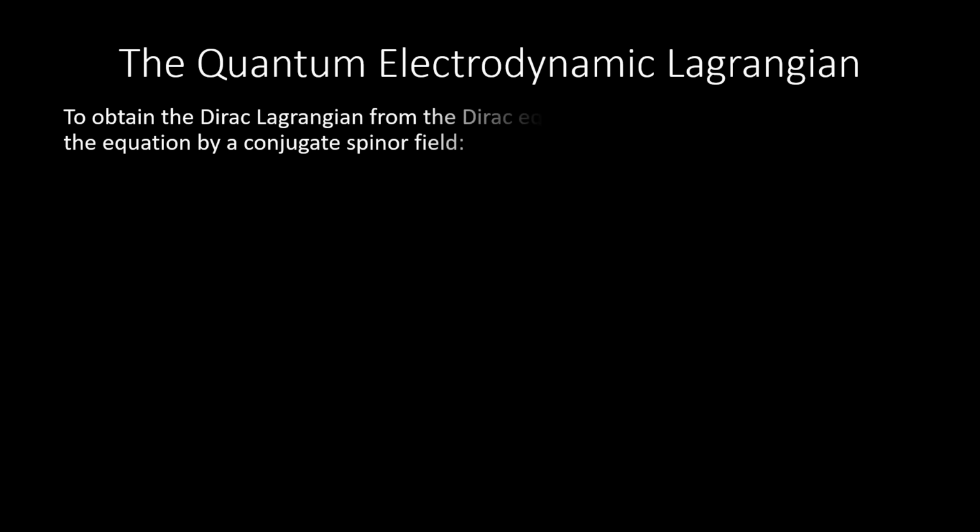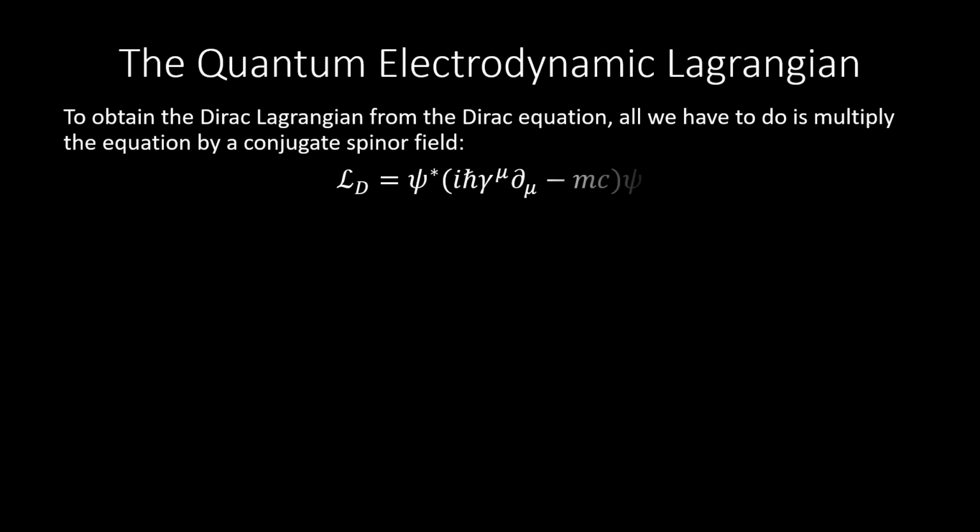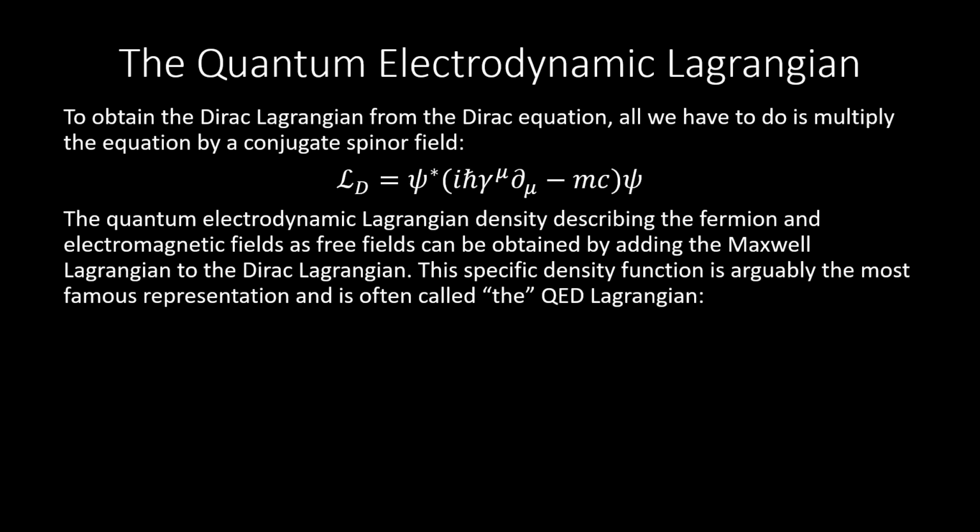Now let's consider the quantum electrodynamic Lagrangian. To obtain the Dirac Lagrangian from the Dirac equation, all we have to do is multiply the equation by a conjugate spinor field. The quantum electrodynamic Lagrangian density describing the fermion and electromagnetic fields as free fields can be obtained by adding the Maxwell Lagrangian to the Dirac Lagrangian. This specific density function is then arguably the most famous representation and is even often called the QED Lagrangian.